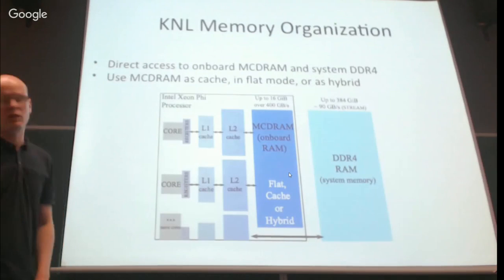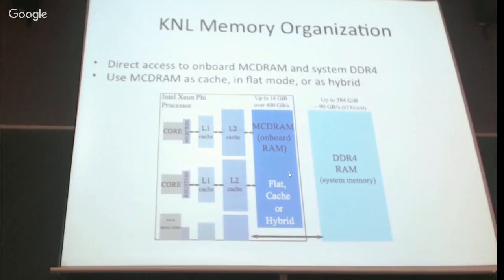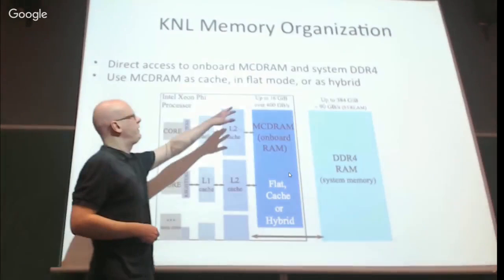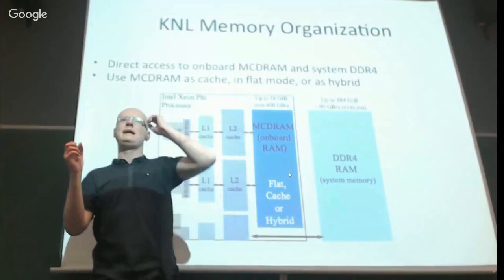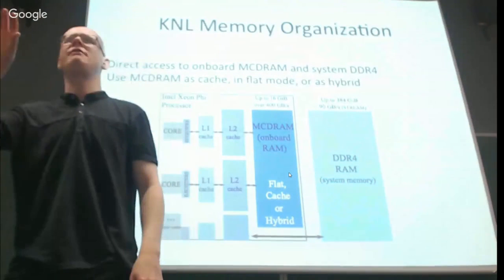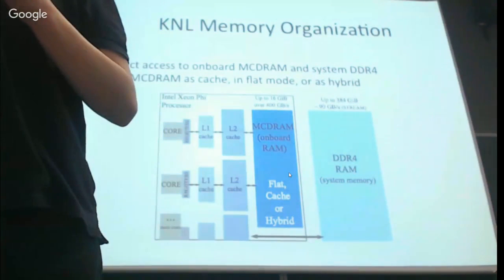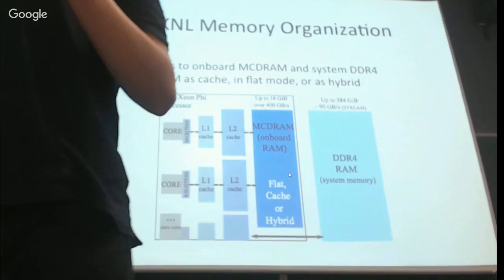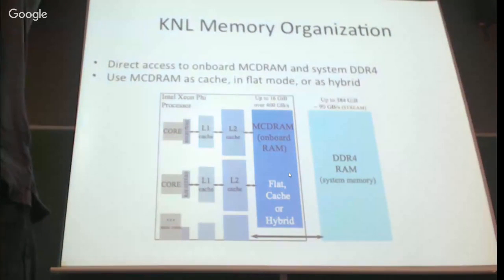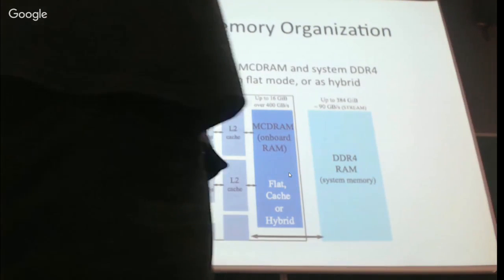Memory organization, we've touched on this a bit already. Direct access to onboard MCDRAM and system DDR4. You can use MCDRAM as cache, in flat mode, or as hybrid. The default is flat mode. What flat mode means is that all of your MCDRAM is configured in such a way that you need to explicitly program it. If you're in flat mode, you need to tell the compiler, the runtime, the hardware that you want this data structure, this object in MCDRAM.